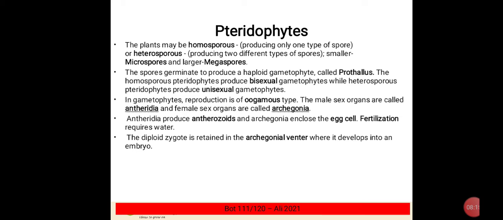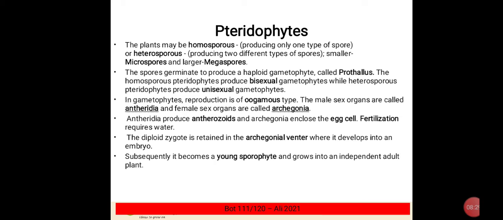As we know, after the fusion of male and female gametes, that's the antherozoids and the egg cells, we form a zygote. This zygote develops into an embryo in the archegonial venter. Now, after the embryo is formed, the embryo grows subsequently to become a young sporophyte.